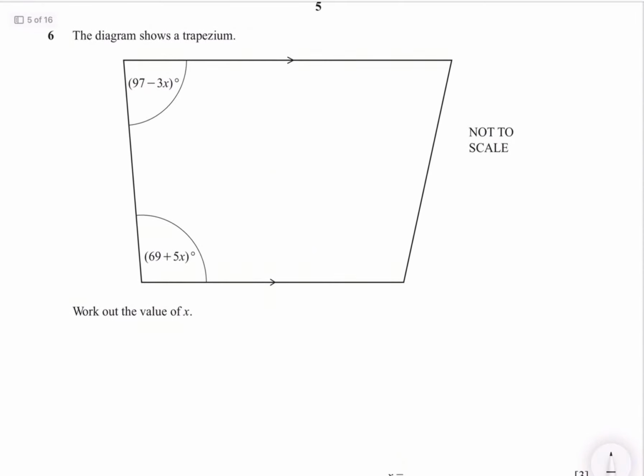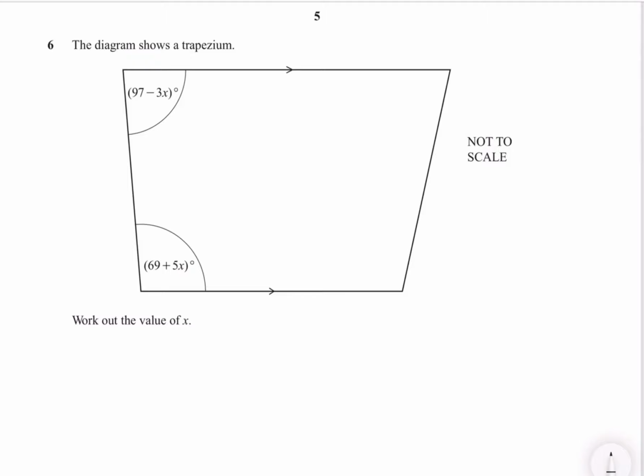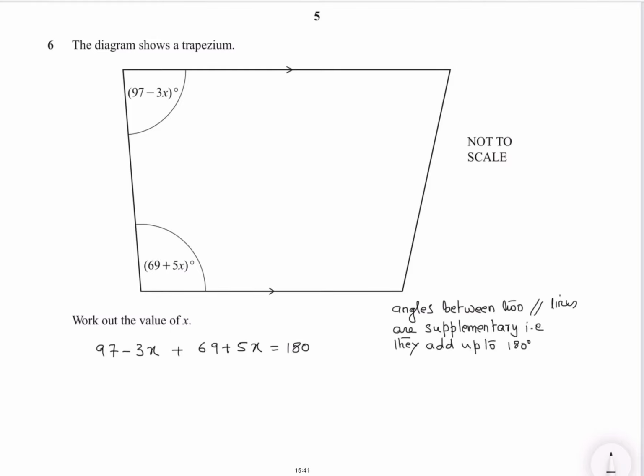Question number 6. Work out the value of x. So 97 minus 3x plus 69 plus 5x would be equal to 180, because between two parallel lines the angles are always supplementary, meaning they add up to 180. So solve this for x here, and you get the value x is equal to 7.